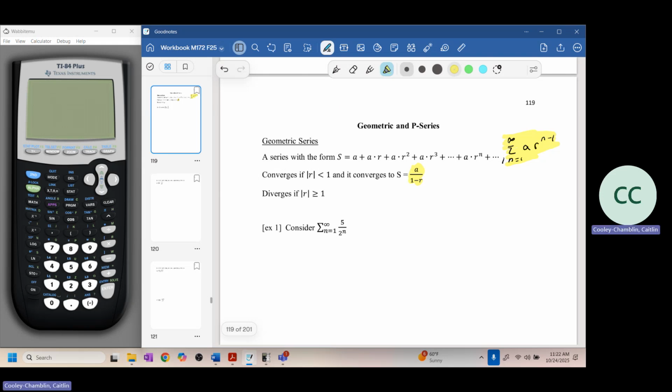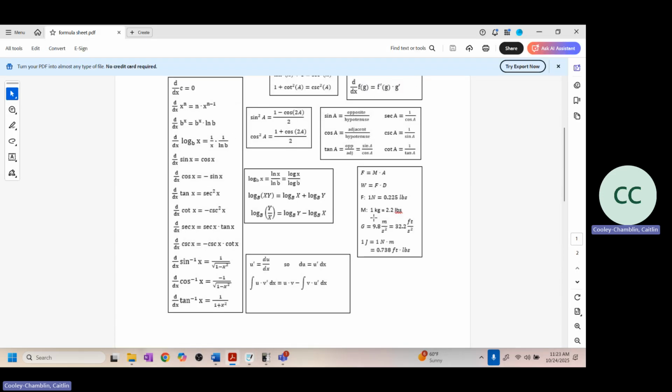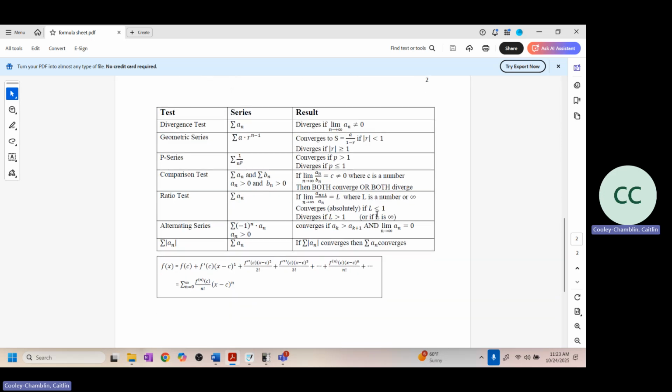Okay, and we're going to go through quite a few of these tests, and you're probably saying, hey, Katie, how am I going to memorize all of these on our test? At least for our class, guys, you will have your normal formula sheet. However, the second page of your formula sheet will now be the different tests, what the series looks like, and if they converge or diverge.